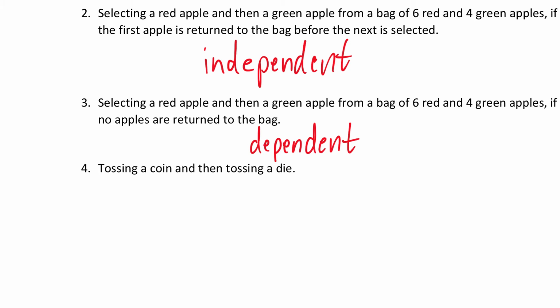Okay, number 4, tossing a coin and then tossing a die. Does what happened to the die depend on what happened to the coin? Do they affect each other? Nope, they're not going to affect each other. Those are independent events. The coin's not going to affect the die. So this is an example of independent events.